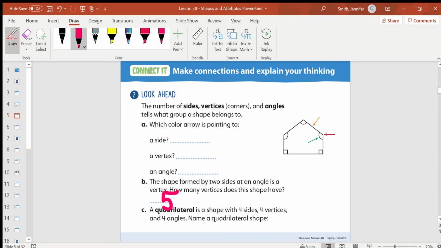A quadrilateral is a shape that has 4 sides, 4 vertices, and 4 angles. Name a quadrilateral shape. There were 2 on the previous slide. We have square and rectangle.